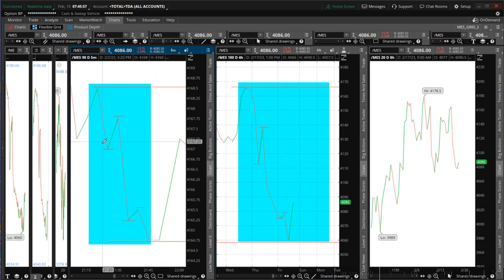1, 2, 3, 4, 5, straight up. Okay, go to the 4 hour fractal. 1, 2, 3, 4, 5, straight up. Okay. Now we have a good picture here of what may happen on Sunday when the market opens. Okay. In theory, we would expect a rally.